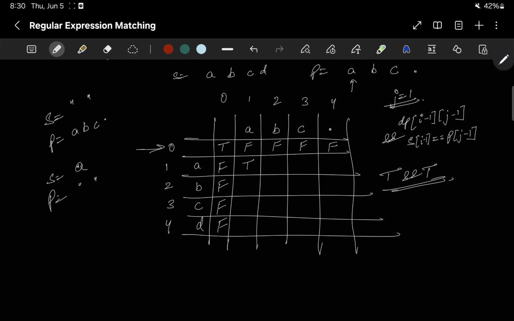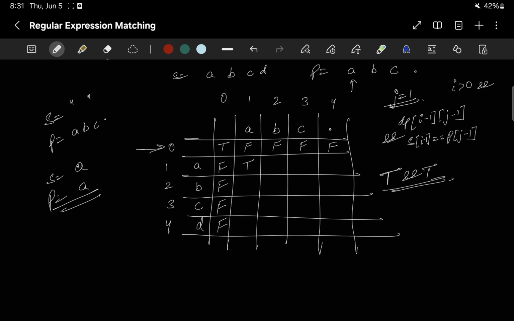Also, there is one more condition. Since we are doing I minus 1, we also need to make sure that I is greater than 0. That is another condition you must be careful about, otherwise you will get a segmentation fault, array index out of bounds, non-existing index, anything. So true and true, this is true. It says that if S is A and P is also A, you will get your answer, true.